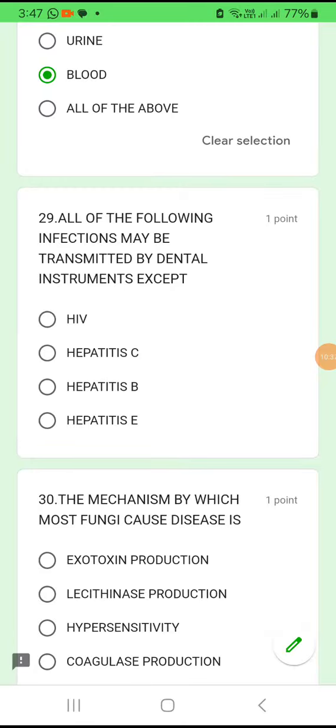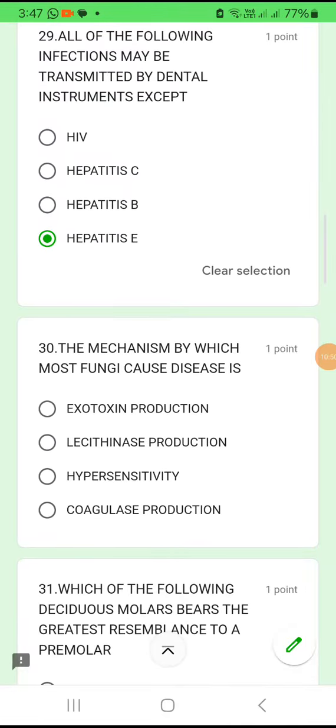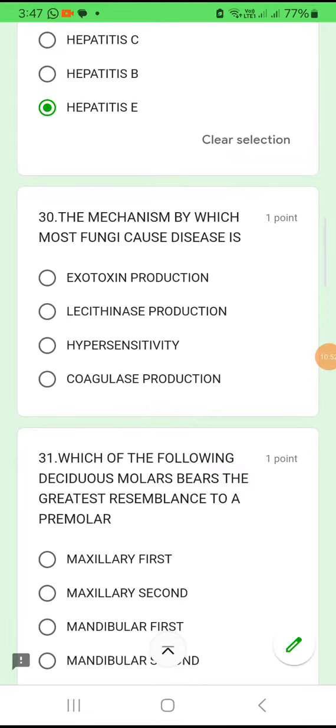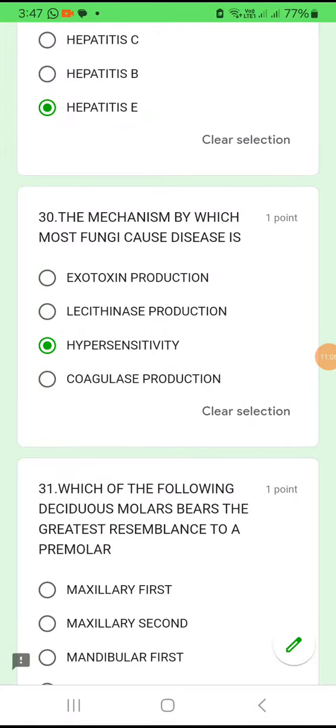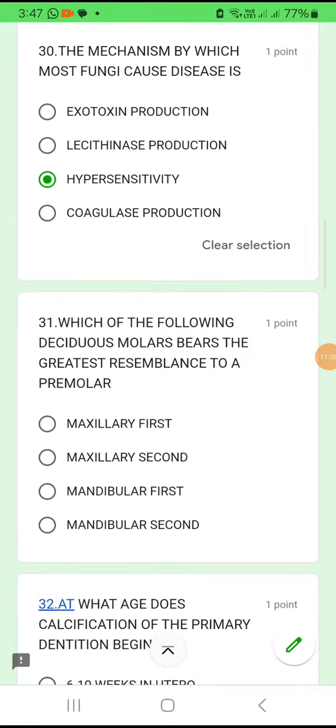Question number 29. All of the following infections may be transmitted by dental instruments except HIV, hepatitis C, B or E. So definitely hepatitis E is not transmitted by dental instruments. So option D. 30. The mechanism by which most fungi cause disease is by exotoxin production or acetylase production or hypersensitivity reaction or coagulase production. Most of the time, the fungus will cause disease by hypersensitivity reaction. Okay, option C is the answer.